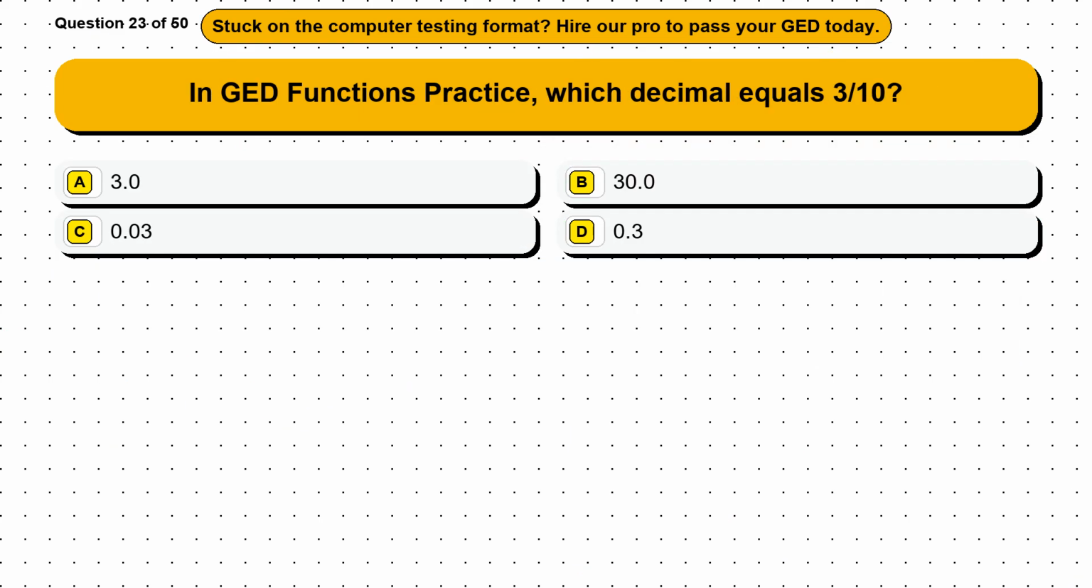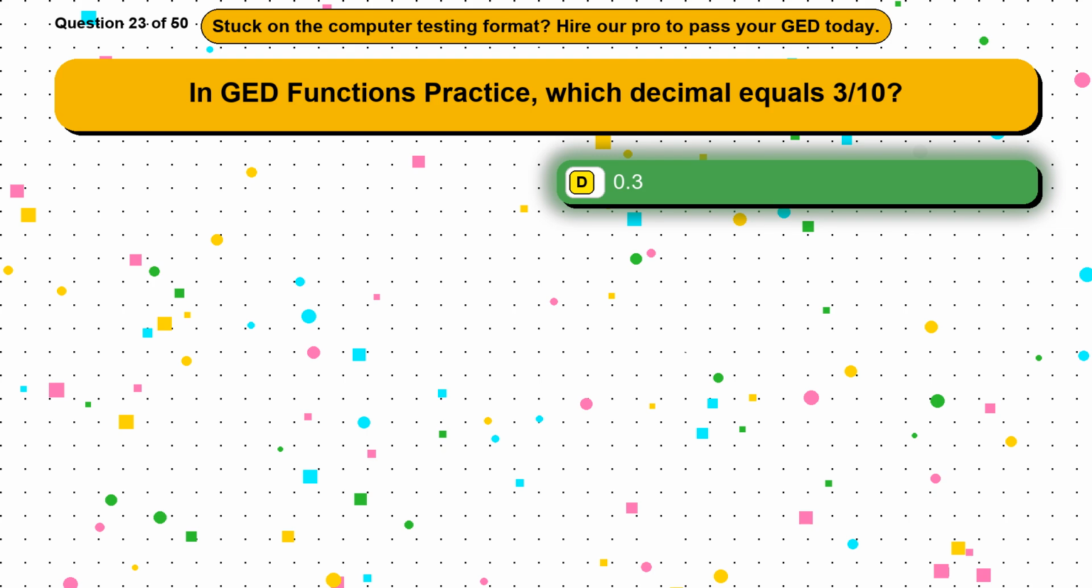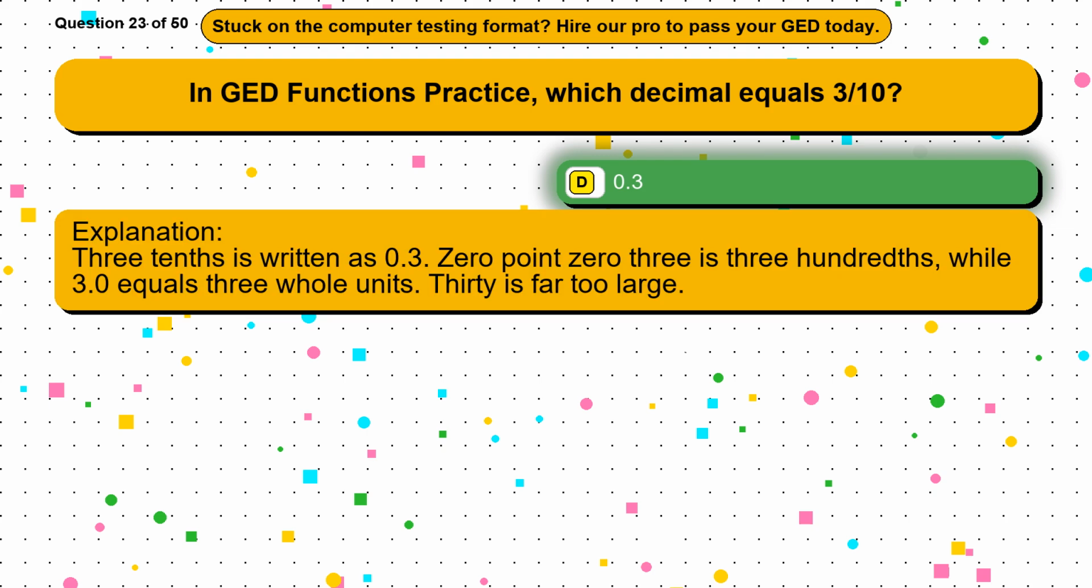Question 23. In GED functions practice, which decimal equals 3/10? Option A, 3.0. Option B, 30.0. Option C, 0.03. Option D, 0.3. The correct answer is option D. 0.3. 3/10 is written as 0.3.